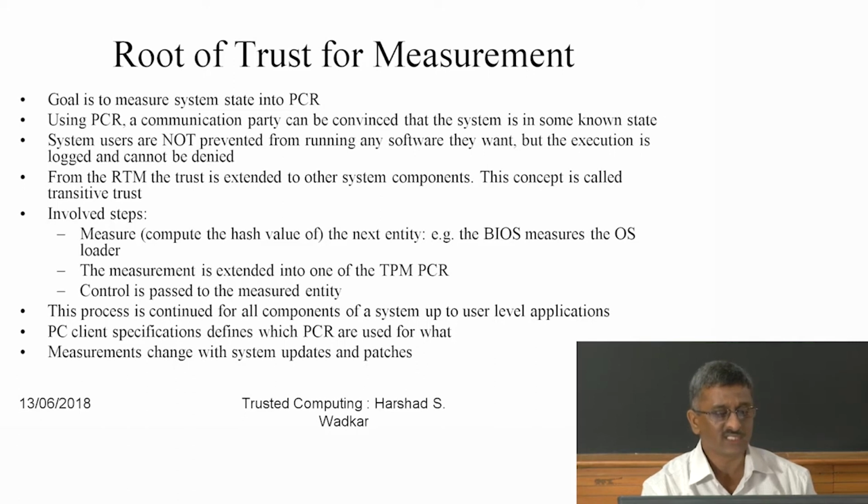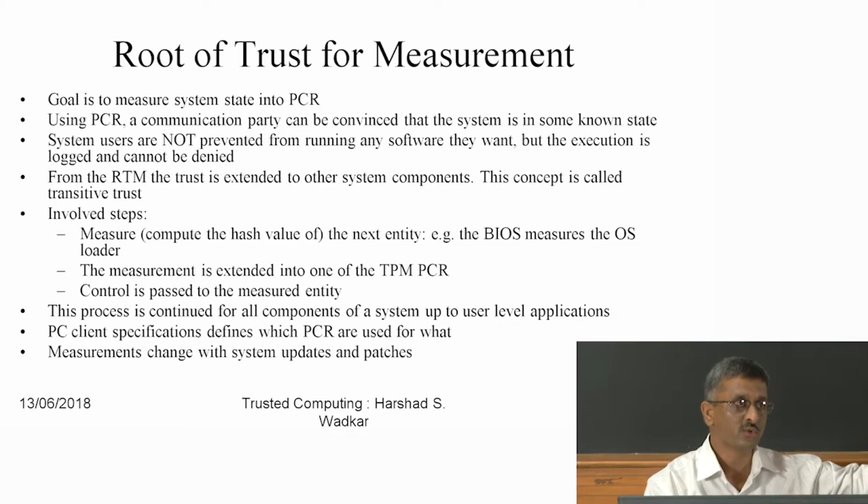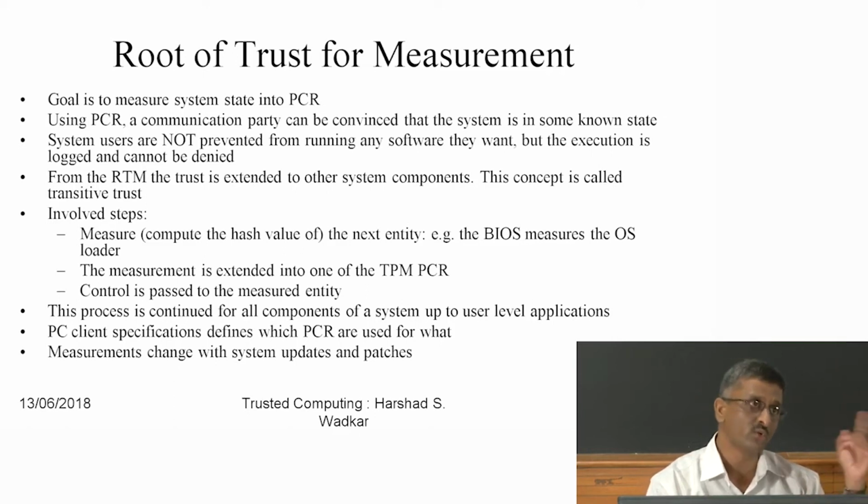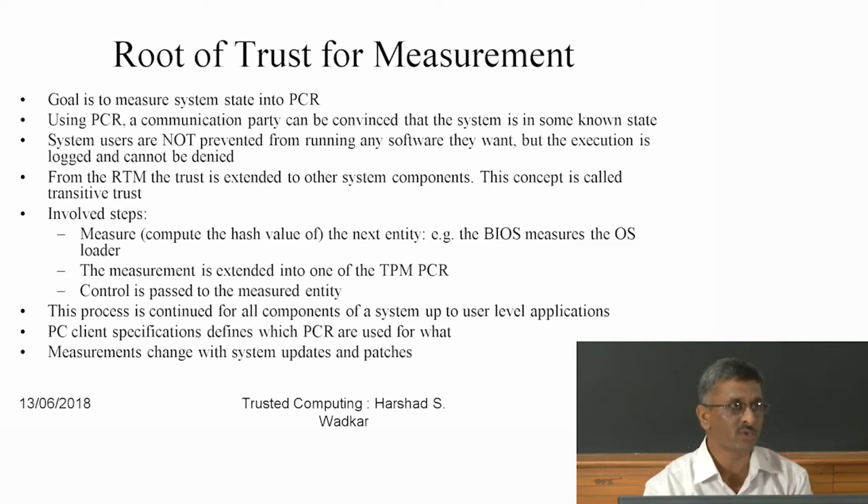PC client specifications define which PCRs are used for what. We have seen there are different PCRs. So, the PCRs which are not in use right now can be used for our application software. Measurements change with system updates and patches. If I modify Firefox or update Firefox or update the kernel, I need to change the hash value, because otherwise my system will never come up, because it will say that the hash is changed. After kernel modification or system configuration modification, the hash needs to be recalculated and stored.